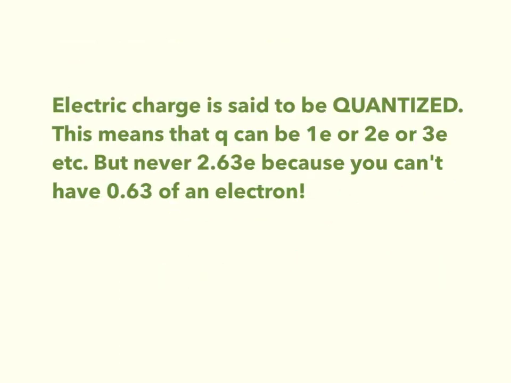So electric charge is said to be quantized, meaning it can only have certain values. Q, which represents charge, can only be one elementary charge, or two elementary charges, or three elementary charges, etc., but never 2.63 elementary charges, because you can't have 0.63 of an electron.